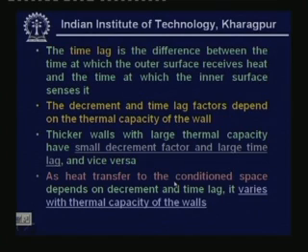As heat transfer to the conditioned space depends on time decrement and time lag, it varies with thermal capacity of the wall. Obviously the heat transfer rate, as we have seen, depends upon the solar temperature, which in turn depends upon the decrement and time lag factor, and decrement and time lag factor depend upon the thermal capacity of the wall. So finally you find that the heat transfer to the conditioned space depends among other factors on the thermal capacity of the wall.